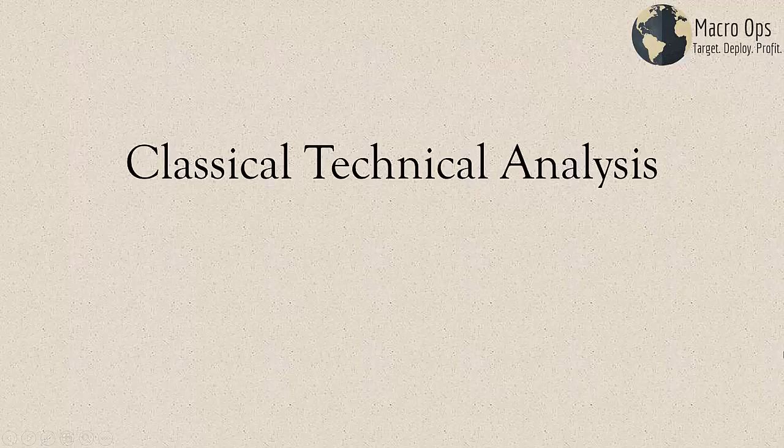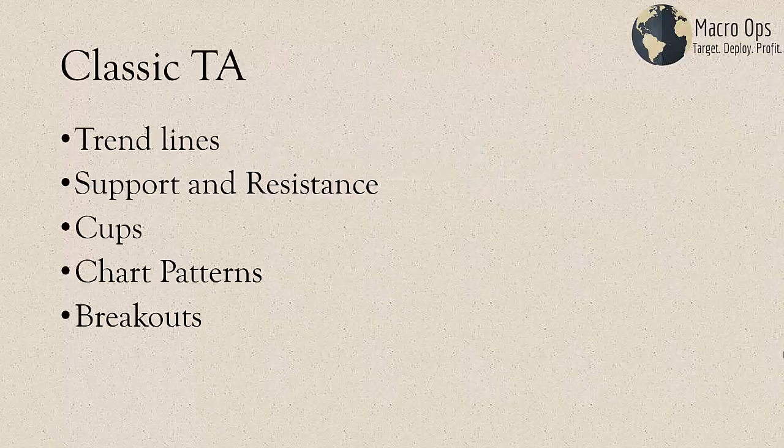All right, now that we know how to define the long-term trend, we're going to look into classical technical analysis. Classical technical analysis is the primary charting technique we use at MacroOps when determining what trades to take in our global macro process.